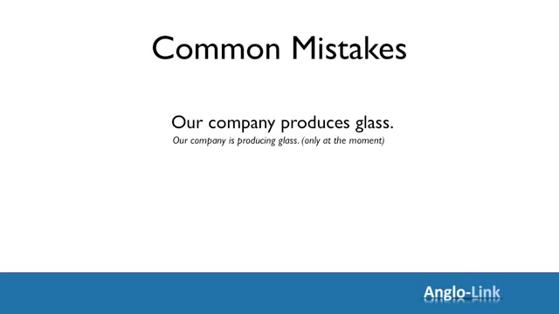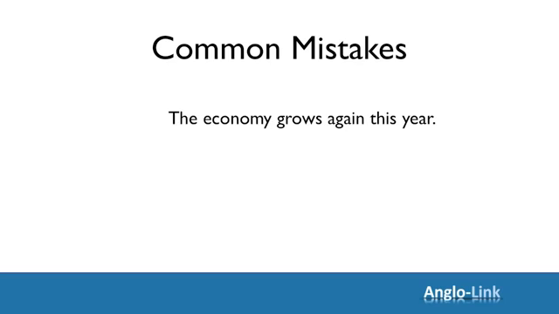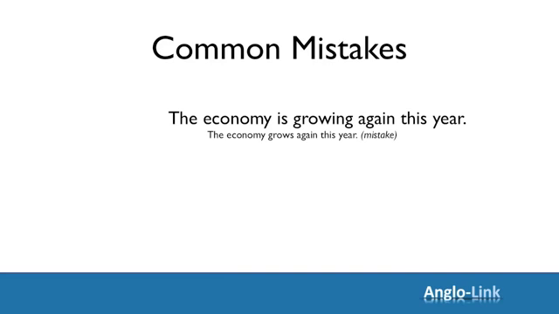Right, let's now look at some examples where you might use the present simple, but in fact, you should be using the present continuous. Here's the first one. "The economy grows again this year." Well, if it's this year, it means it's happening at the moment. It's temporary. Doesn't happen every year. So what should it be? That's right, the present continuous. The economy is growing again this year.